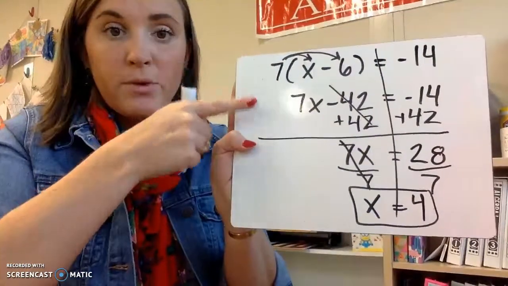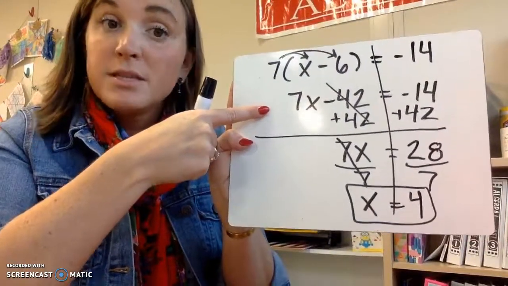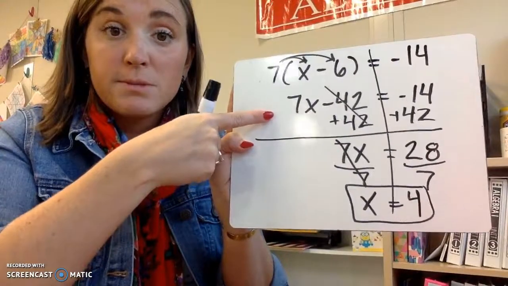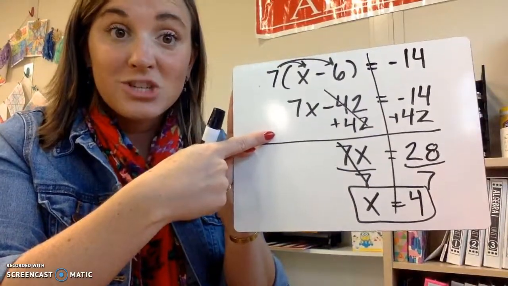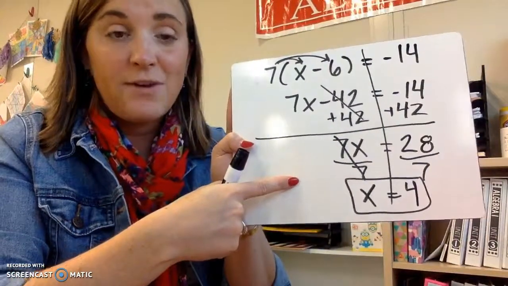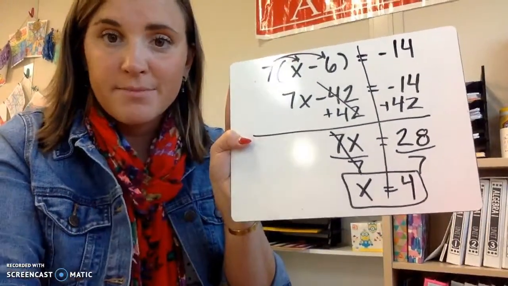So once we distribute, we're left with a 2-step equation. Sometimes we're going to have to combine like terms before we get to this point. First step was to add 42 on each side. My second step is to divide by 7. And then I have my answer, and we're good to go.